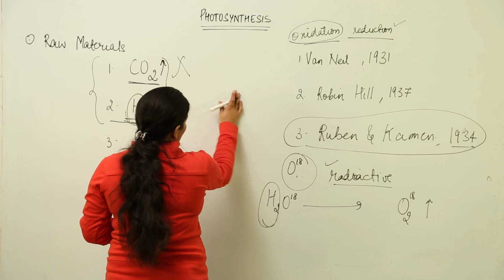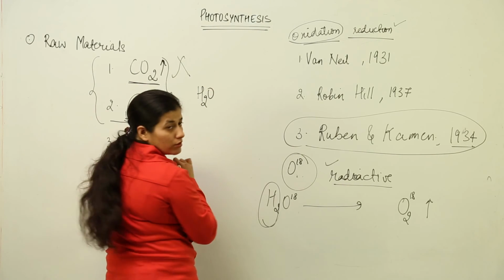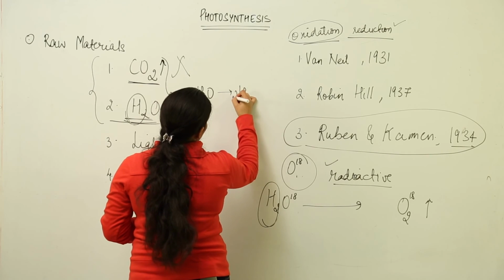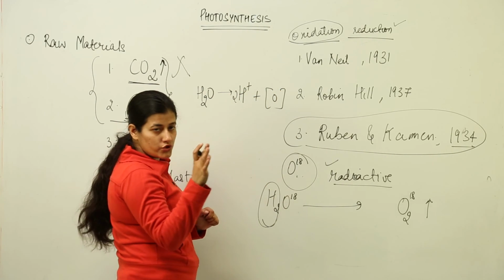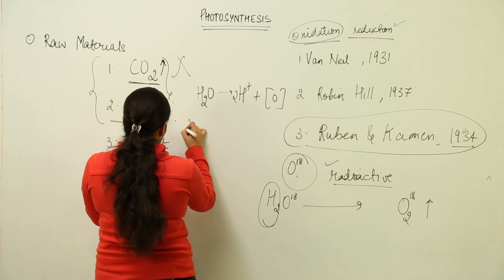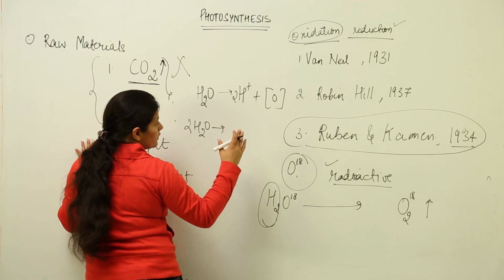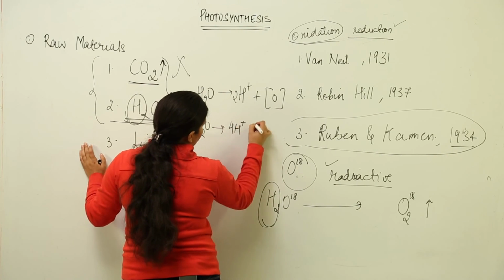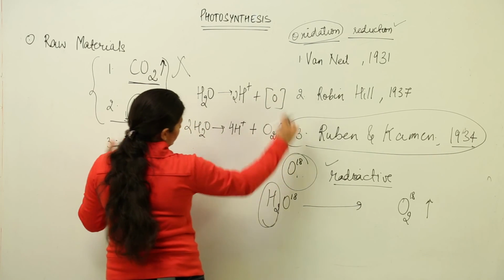And what is the role of water? If there is one molecule of water that is involved, you are going to have 2 protons and 1 nascent oxygen. So by evolution of one oxygen molecule, we have 2 water molecules. For evolution of one oxygen molecule, we will have 4 protons and 1 oxygen. That would be molecular oxygen.